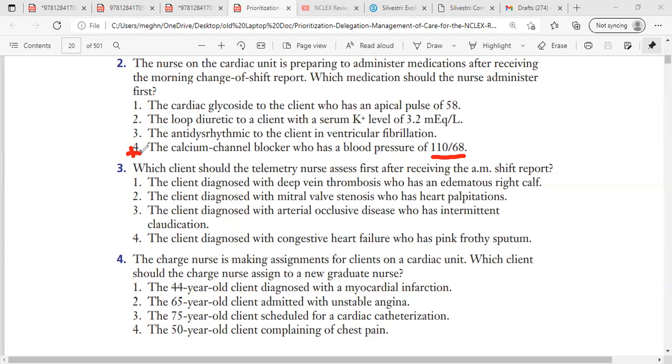But number 3 is our answer out of all. The others are not the answer because of the pulse of 58, because of the potassium of 3.2, and this one is normal. The antiarrhythmic to the client in ventricular fibrillation, or VF, is the priority and the answer. Why is this the answer? Let me tell you one more time.